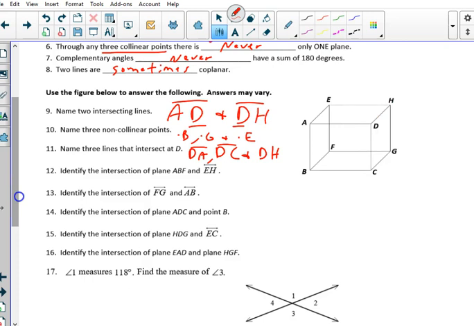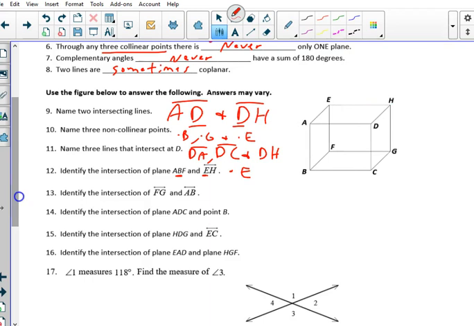Identify the intersection of ABF. So let's see what that is first. ABF. That is the left side as we're looking at it. And line EH. Where do those hit? Right there at point E. Now, even though there's no E in here, that's just because they didn't use that one, but you could have used that to name it. They just didn't use that one to kind of be tricky.